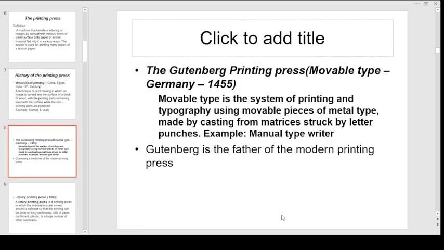We also have the Gutenberg printing press, that is the movable type used in Germany in 1455. Movable type is the system of printing and typography using movable pieces of metal made by casting from matrices struck by letter punches. Its example is the manual typewriter. Gutenberg is known as the father of the modern printing press.